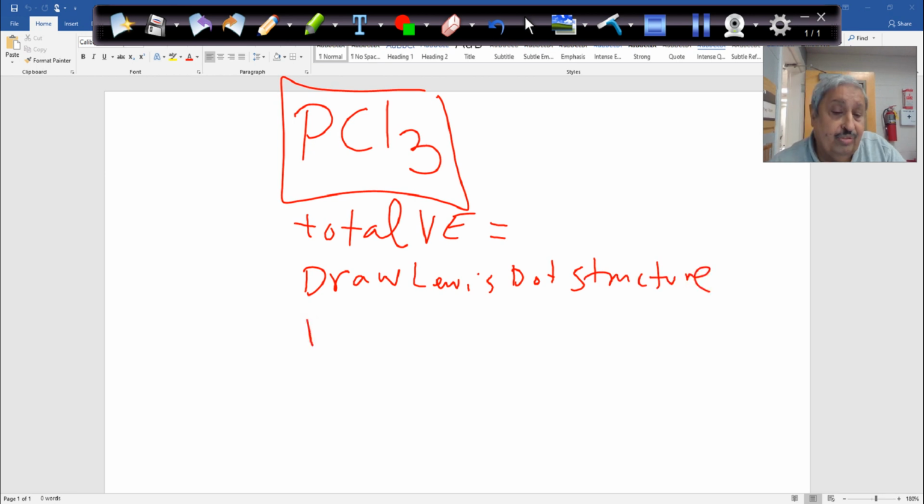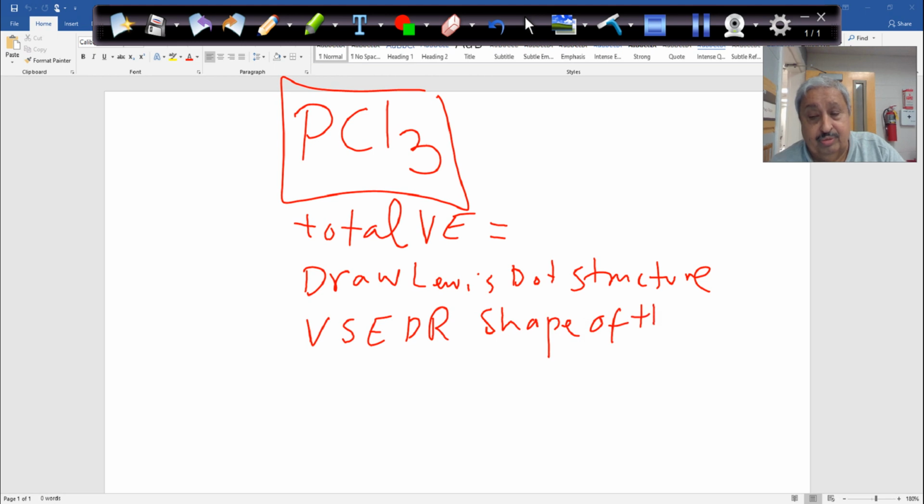And then I have to do the shape of the molecule. So those are three items we have to look into for the final exam. So let's do it together.